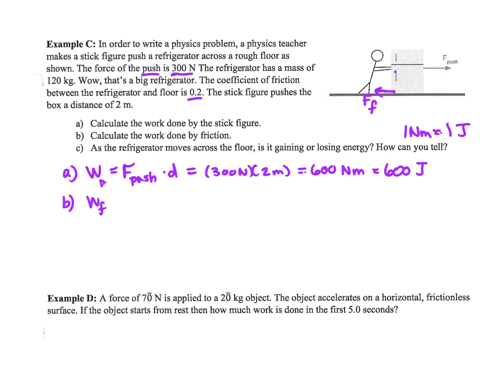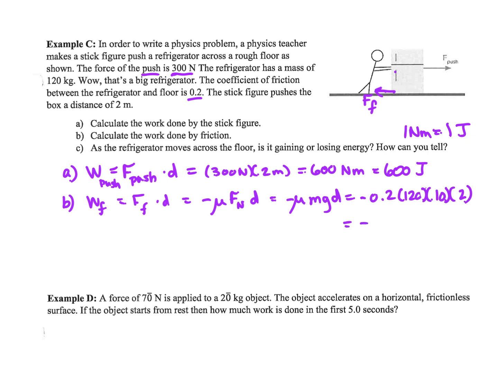Now part B, work done by friction. Work done by friction is going to be the force of friction times the distance. That is going to be in the opposite direction, and that'll come out in the sign. This is a negative force, so negative force of friction is going to be mu times the normal force times d. So that's going to be negative mu times, in this case, the normal force would be mg times d. So we have negative 0.2 times 120, not 1200. Oops, got crazy on my zeros there. 120 times gravity, which would be about 10, times the distance, which is 2. So this is going to end up being negative 480 newton meters, which is negative 480 joules.